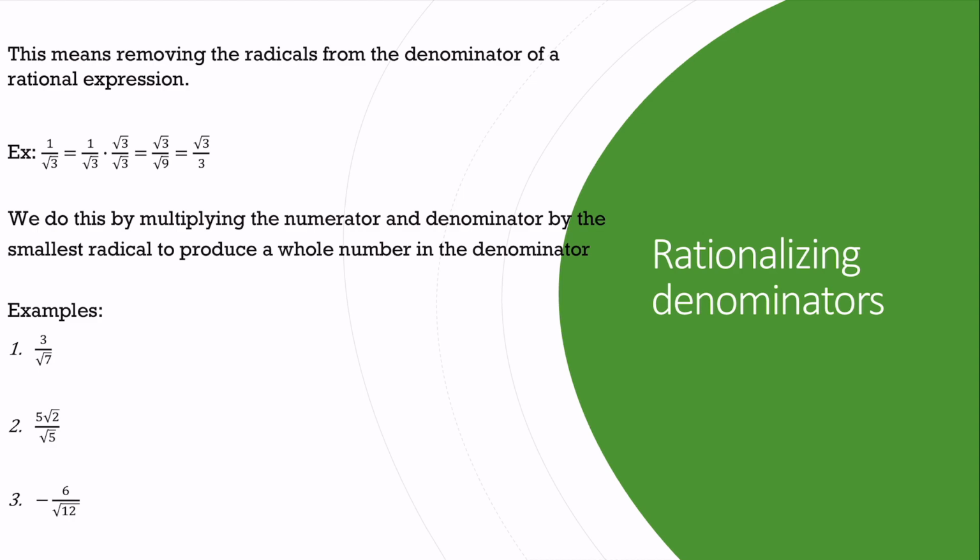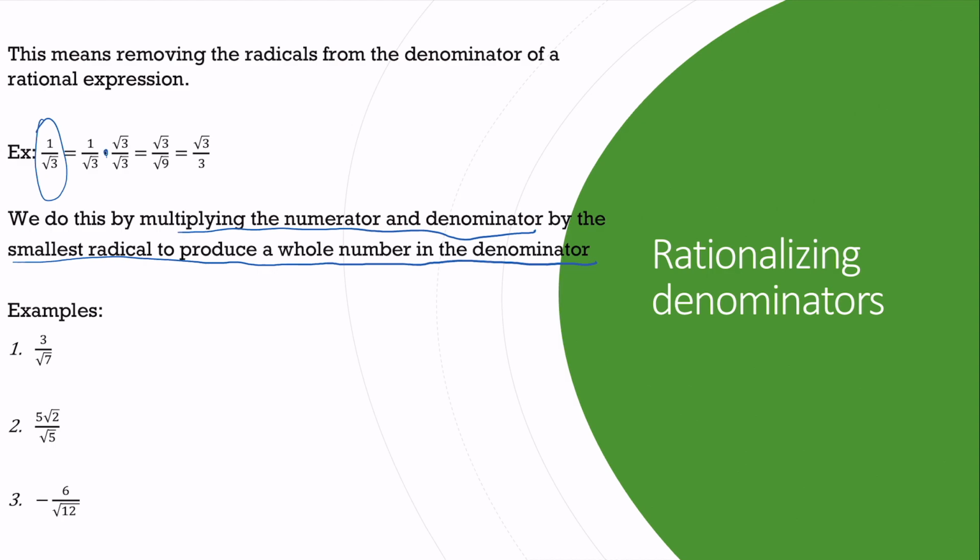Now, for a very important concept. We need to talk about rationalizing the denominator. That means removing radicals from the denominator of a rational expression. And we do this by multiplying the numerator and the denominator by the smallest radical to produce a whole number in the denominator. So if I had 1 over the square root of 3 and I want to get rid of that square root of 3, I'm going to multiply by the square root of 3 over the square root of 3.